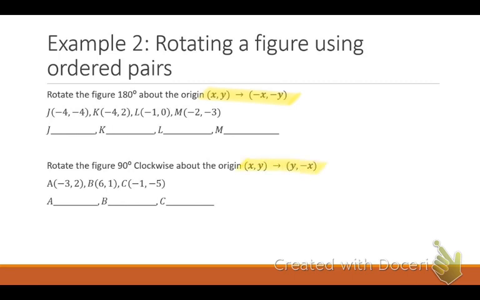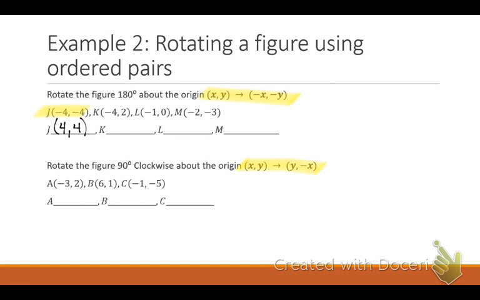So let's look at these ordered pairs. J is -4, -4, and I'm rotating 180 degrees. My code says if it was X, now it's -X. What does that mean? It's the opposite sign of the original X. And the same thing goes for Y. So since my original ordered pair is -4, -4, my new ordered pair is 4, 4. I just do the opposites.